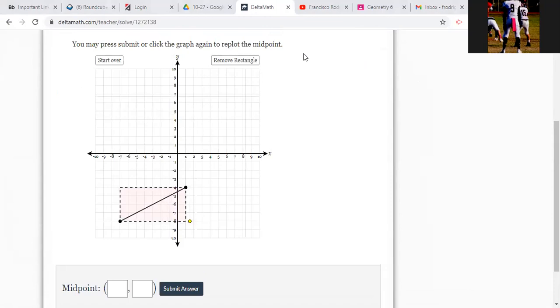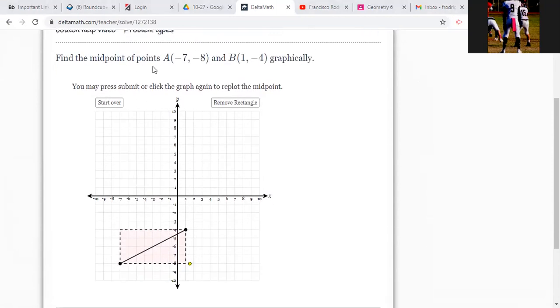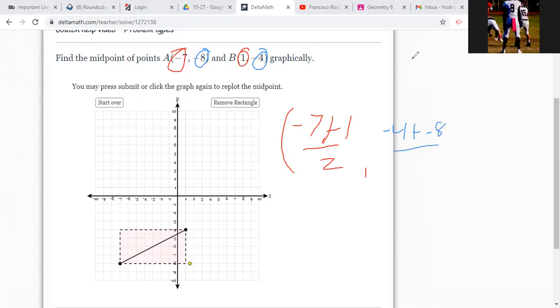Now, we're going to put up our midpoint. To find our midpoint, we're going to take our x values, -7 and 1, and add them. And then our y values, which are -8 and -4. So -8 plus -4, or -4 plus -8. The order doesn't really matter because we're adding them.